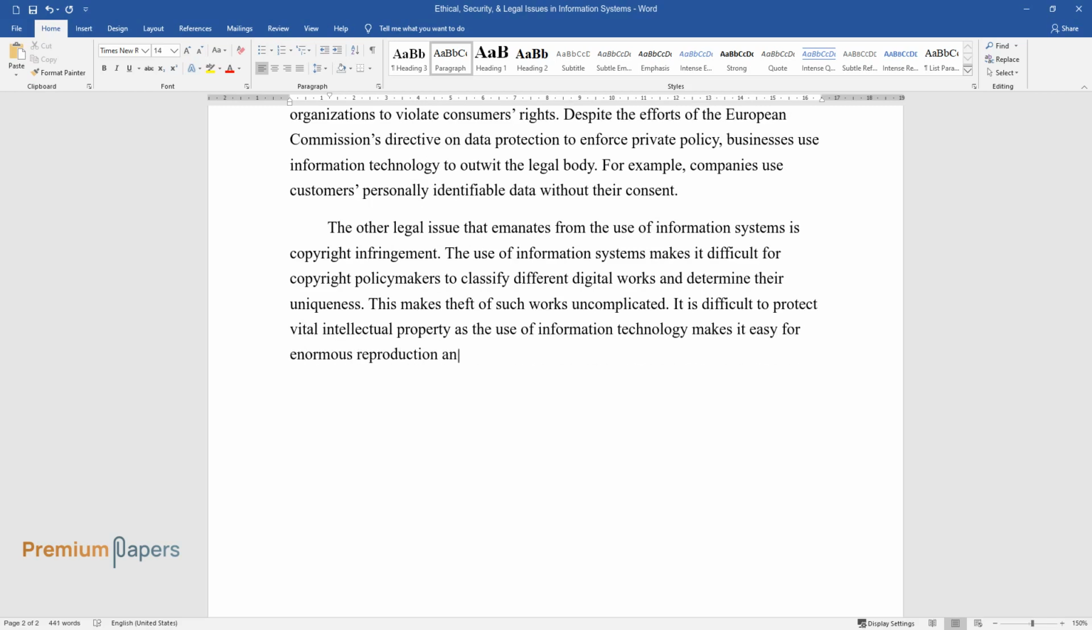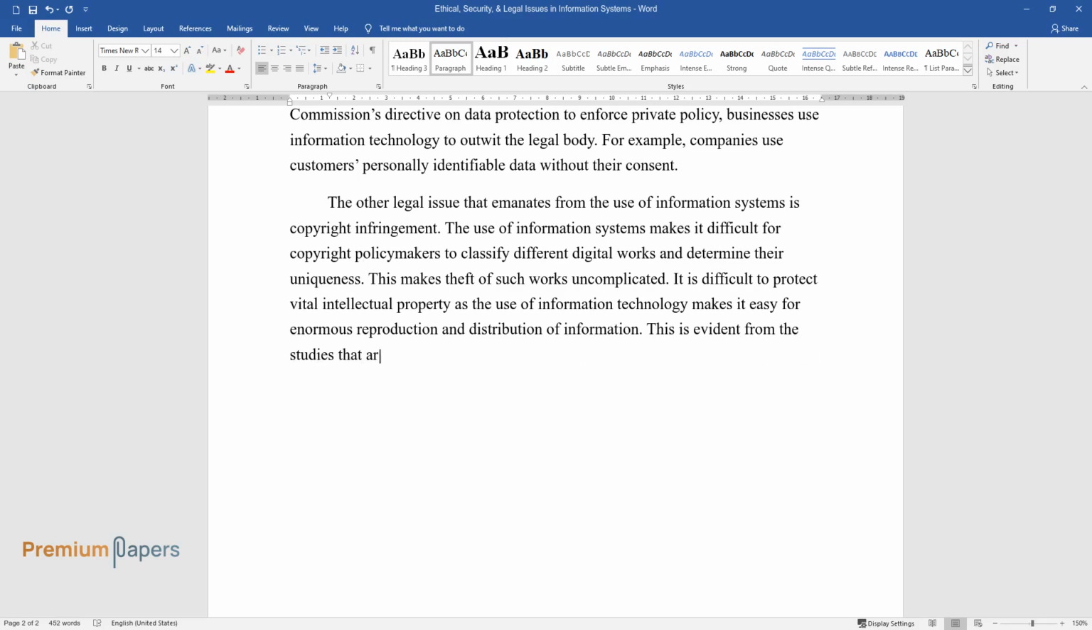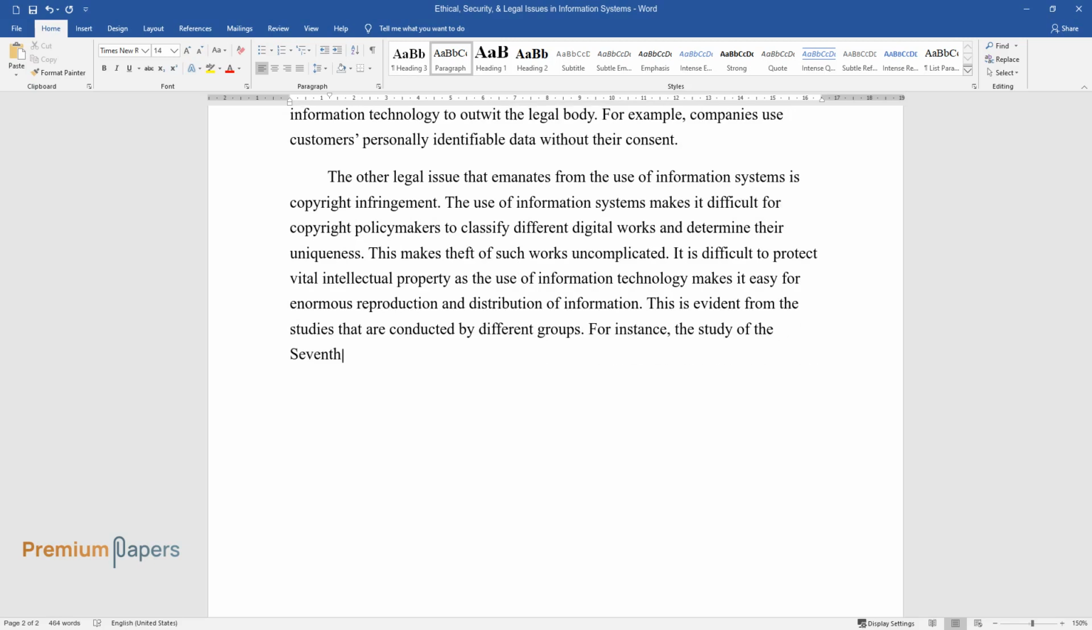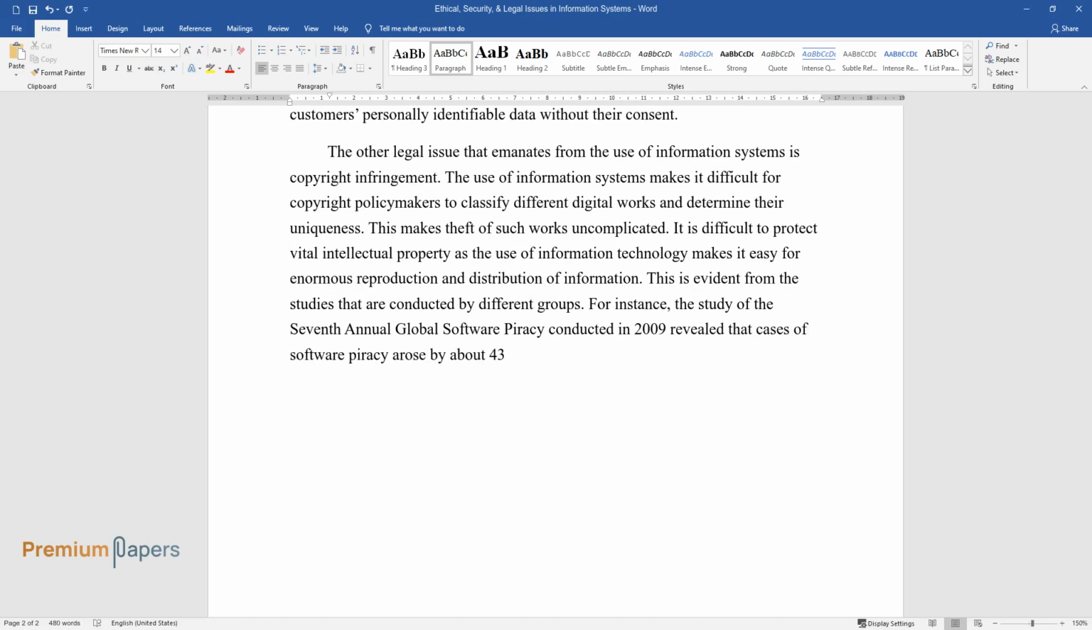and distribution of information. This is evident from the studies that are conducted by different groups. For instance, the study of the 7th Annual Global Software Piracy conducted in 2009 revealed that cases of software piracy rose by about 43%. This is a huge loss to stakeholders in this field.